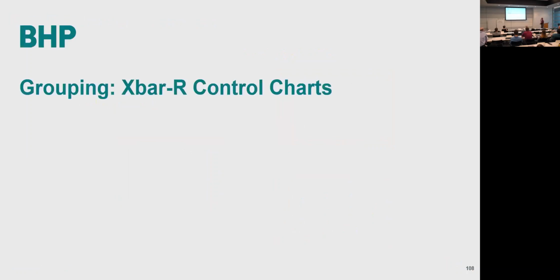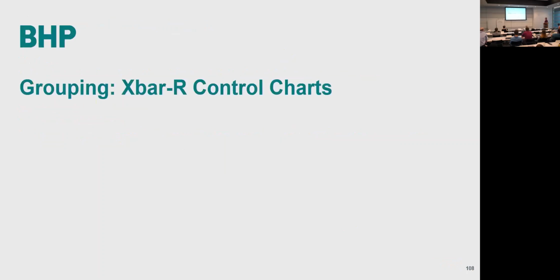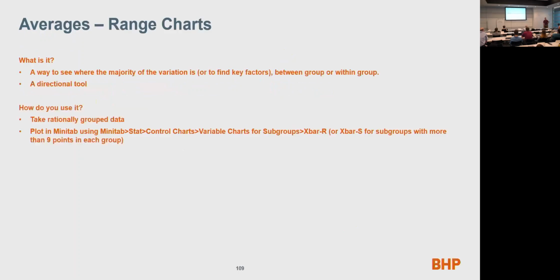But I want to introduce control charts. So what are XBAR control charts, because we learned IMR control charts yesterday, right? XBAR is a way to see, and XBAR stands for averages and R stands for ranges, by the way, where the majority of the variation is, between group or within group. Hey, that sounds just like what we were talking about. How do you see it?